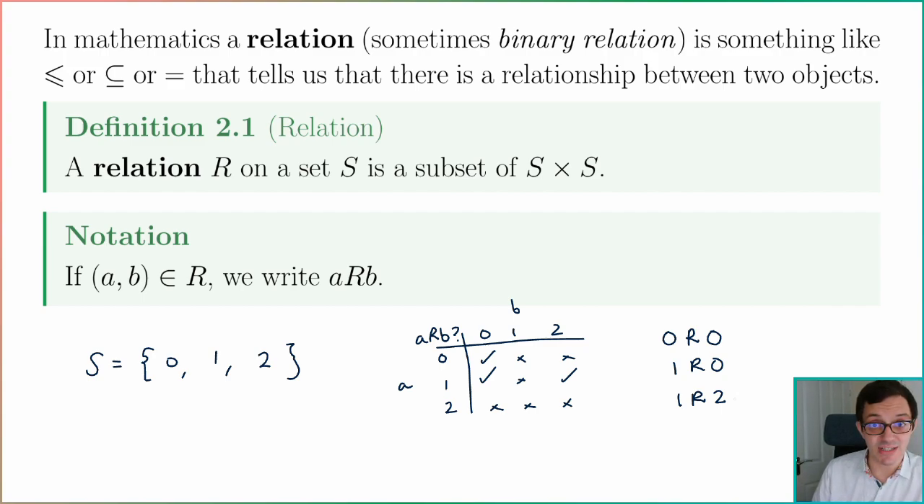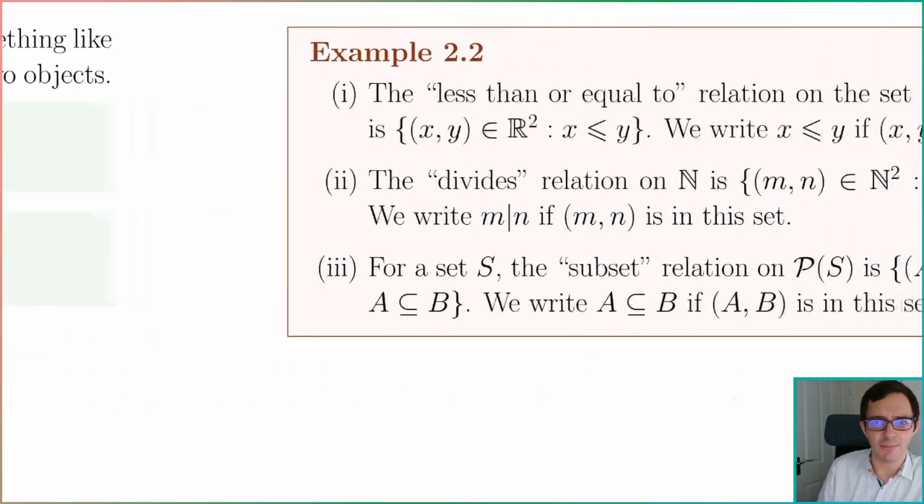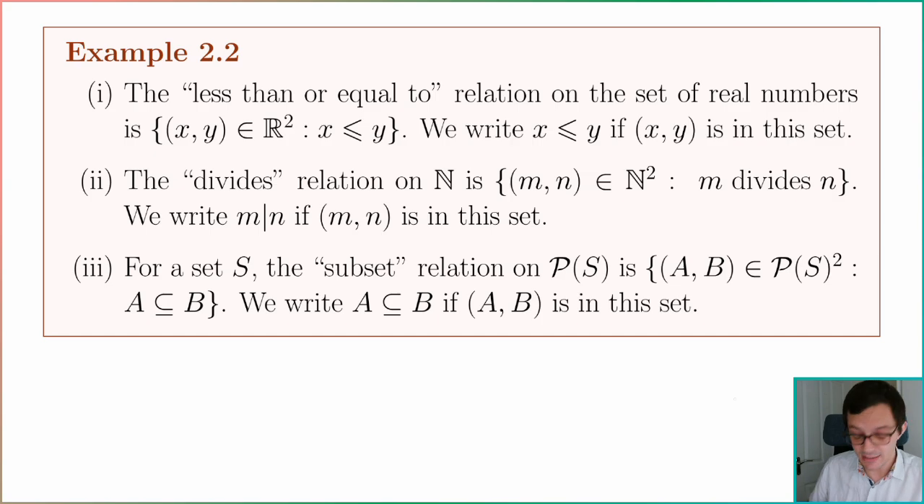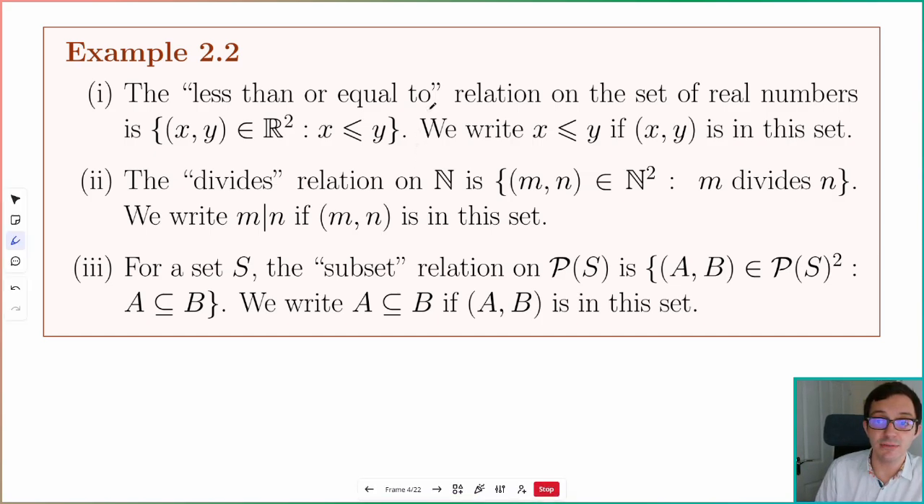Of course, we're going to be interested in relations that have particular properties that actually capture something interesting about the set, which is not this one, I think. Let's have some proper examples. So we've met some of these already. Less than or equal to, that's a relation. It is a subset of pairs of real numbers. And we had a definition a long time ago, I think, for natural numbers, which defined exactly which pairs we're talking about. But we're just going to write x less than or equal to y if (x, y) is in that set.